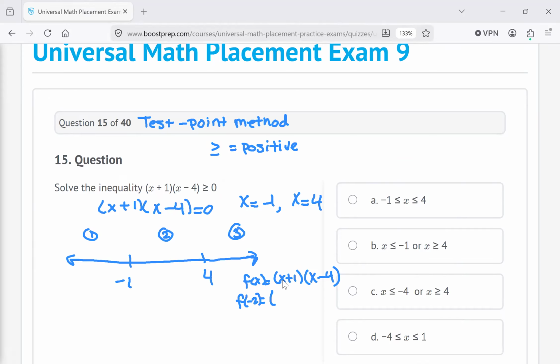So where you see x, plug in -2. So it's -2 plus 1, -2 minus 4. -2 plus 1 is -1. -2 minus 4 is -6. That is positive 6. 6 is positive, so we're going to put a plus.